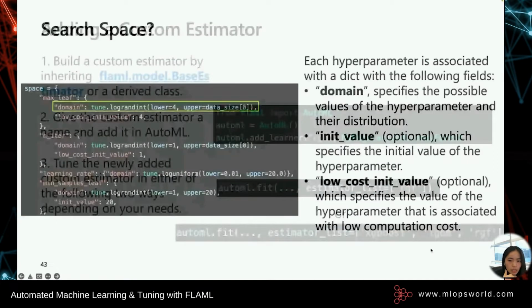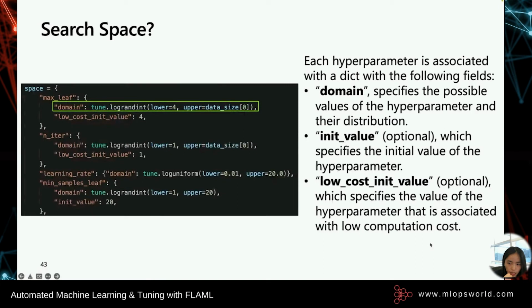As you may notice, when creating a custom estimator, it's very likely that you need to add your own search space. So it is important to understand the structure of a search space. A search space of an estimator is a dictionary in which the keys are hyperparameter names. For example, max leaves, number of iterations, learning rate. And each hyperparameter name is associated with a dictionary with the following fields. Among these fields, the only required one is the domain. The domain specifies the possible values of the hyperparameter and their distribution.